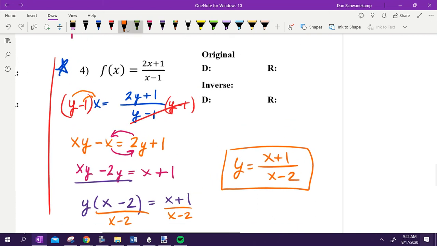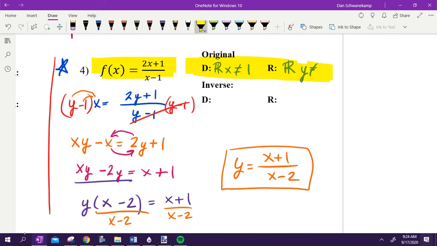Let's do domain and range real quick. Domain: all real numbers. X cannot be what for this original function? X cannot be 1. My range is going to be all real numbers, but my y cannot be... where do I have a horizontal asymptote on this guy? 2. And sometimes you can cross them. We're not crossing them in these rationals. When they're just degree 1 on top and bottom, you're not going to cross those horizontal asymptotes.